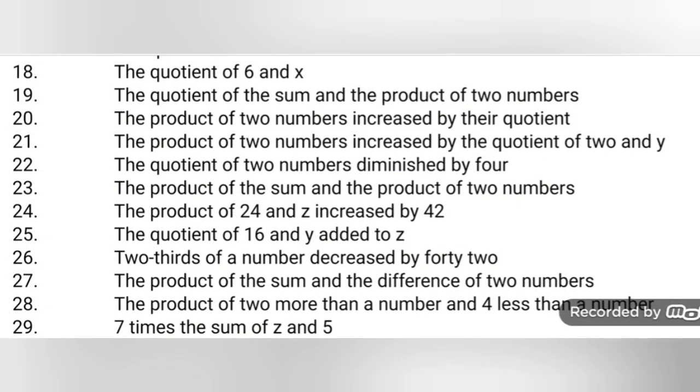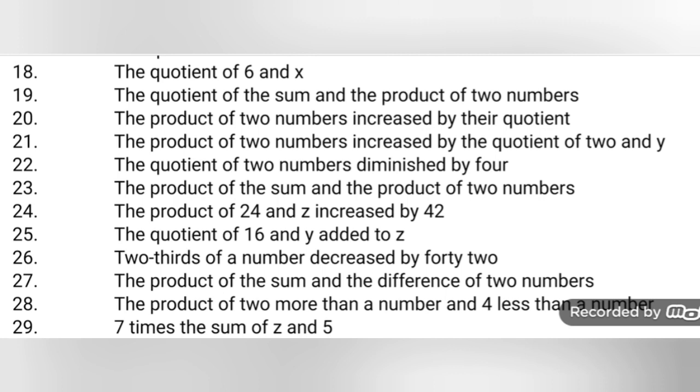Number 22, the quotient of two numbers diminished by 4. So the quotient of two numbers, so x over y diminished by 4, that's minus 4. So x over y minus 4. The whole quantity, okay?